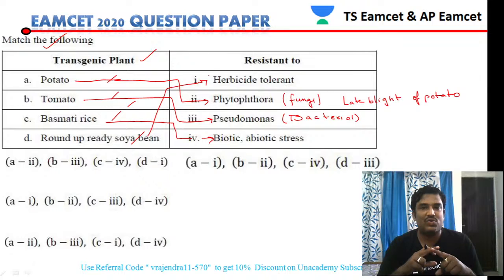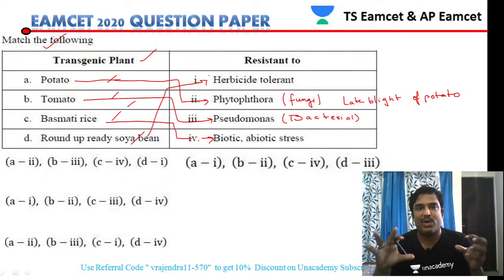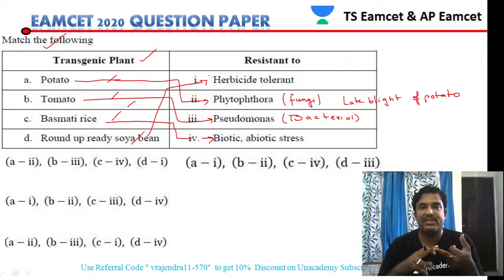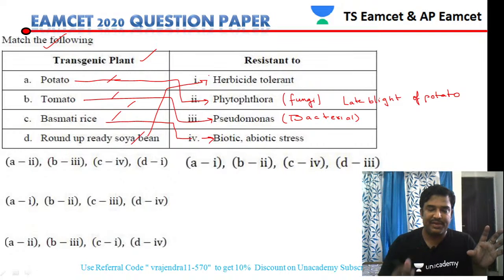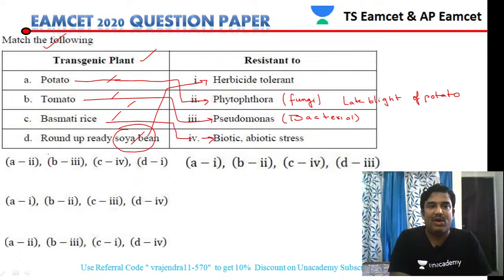The name of the bacteria is called Pseudomonas. So transgenic tomato is resistant to the bacteria, that is Pseudomonas. Then basmati rice. If you take basmati rice, that basmati rice also is resistant to abiotic and biotic stress. Then similarly soybean. Soybean is herbicide tolerant, no doubt about it. So based on that, we can take the option as our answer.